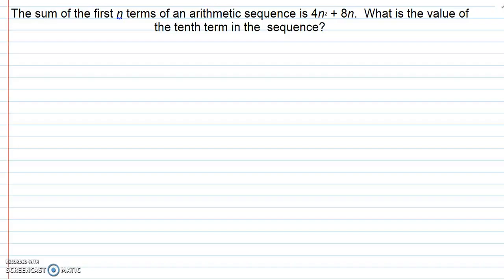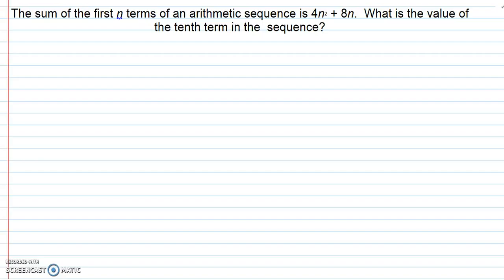So the question that we will be solving today is: the sum of the first n terms of an arithmetic sequence is 4n squared plus 8n. What is the value of the 10th term in the sequence? To begin solving this question, I believe that we should start from the end.